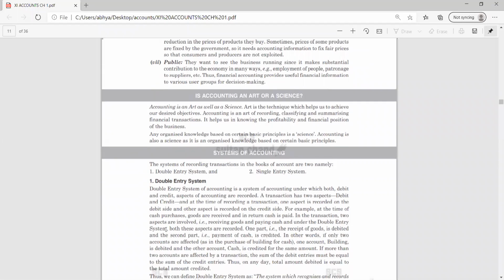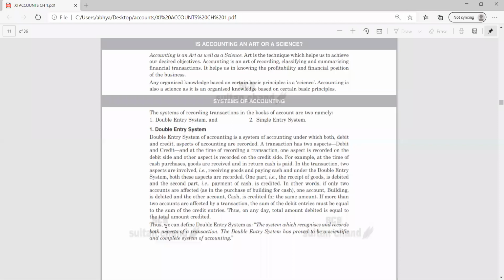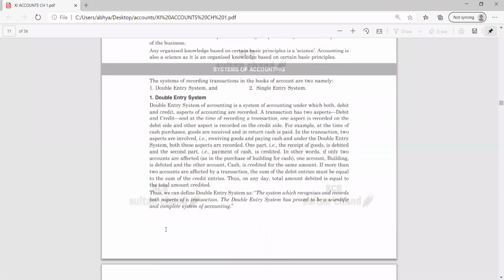So I'm going to start with today's topic, which is the last topic of the chapter, systems of accounting. There are two systems of accounting, double entry system and single entry system. As you all know, our book name is also double entry system. Double entry and bookkeeping, this is the name of our 11th class. It is a type of financial accounting. Three branches I told you: financial accounting, cost accounting and management accounting. So double entry system and single entry system are the two systems under financial accounting.